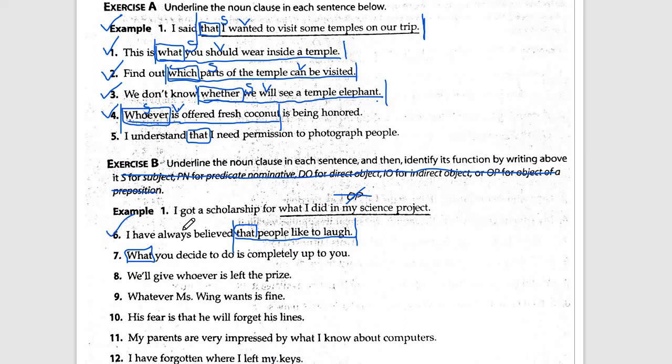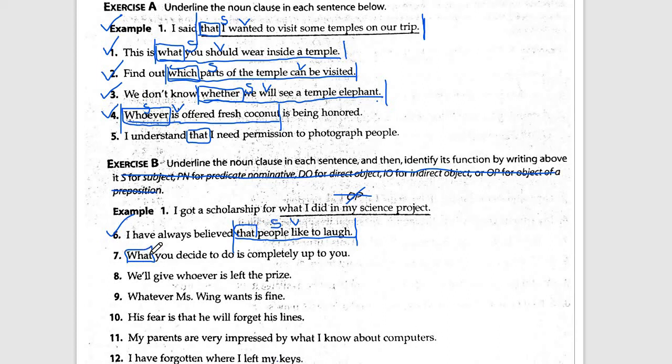You look at number 6. I have always believed something. Specifically, I have always believed that people like to laugh. Indicator word. We've got our verb. Something gets to complete that action, so that's people. Indicator word, subject, verb.